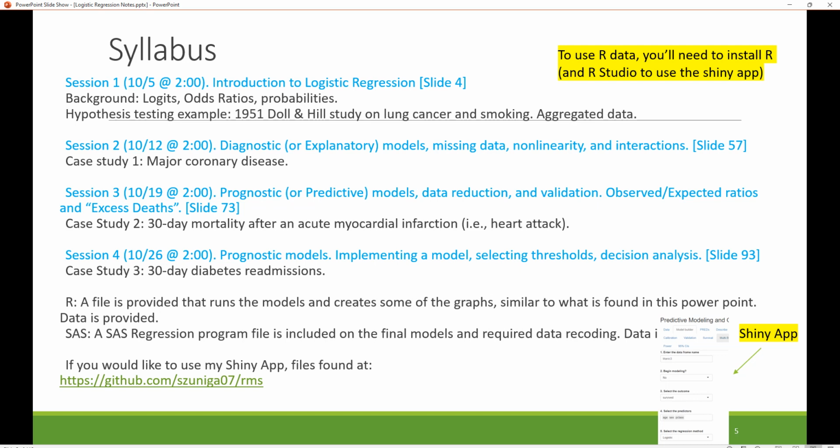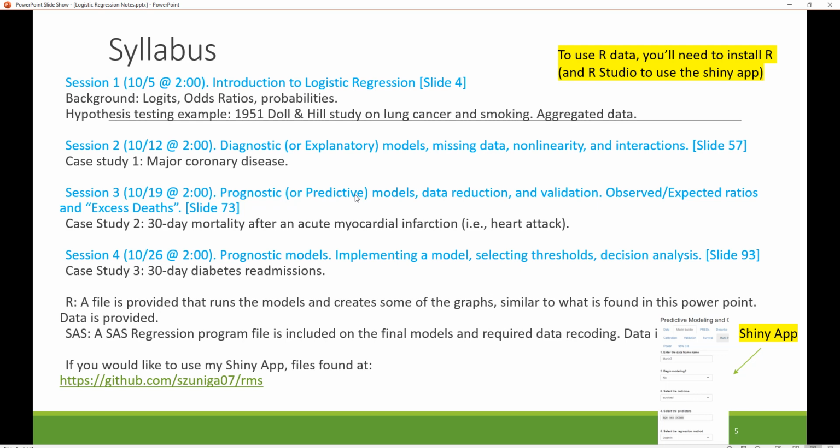For session 2, we're going to do diagnostic or explanatory models. Some of the topics are missing data, nonlinearity, and interactions, and that starts on slide 57. And our first case study is on major coronary disease. For session 3, we're going to do prognostic or predictive models.